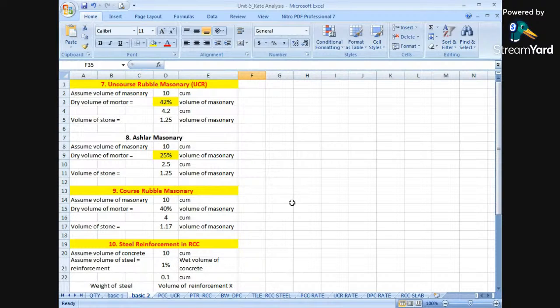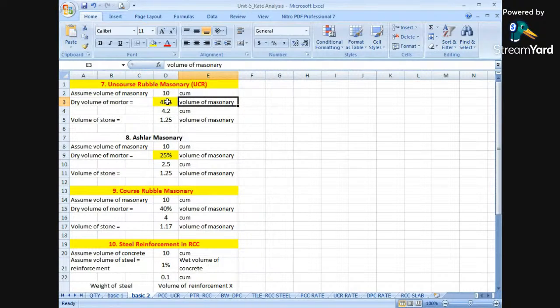We will convert this directly as 40% or 25% of the volume of mortar, okay? More word will not be used. We will have directly 42% of the volume of mortar, okay? So we are assuming the volume as 10 cubic meters. What will be the dry volume of mortar? It is 42% of the volume of masonry.